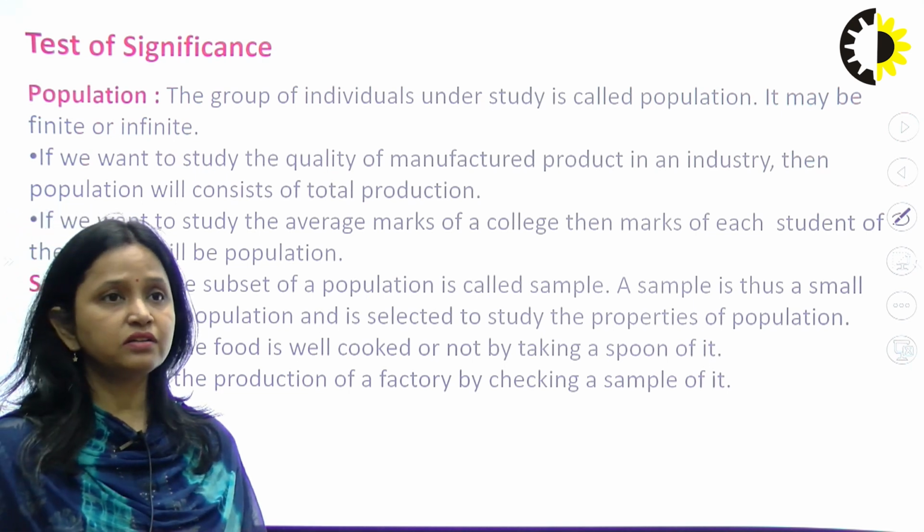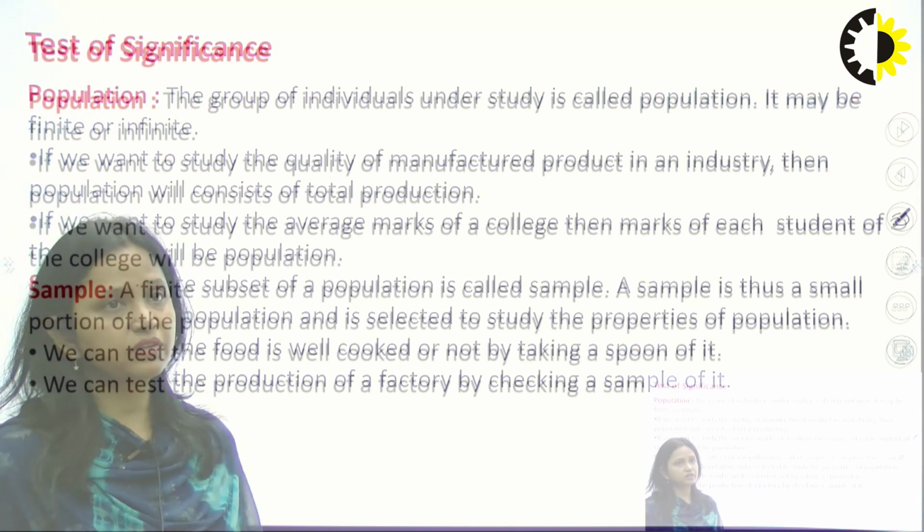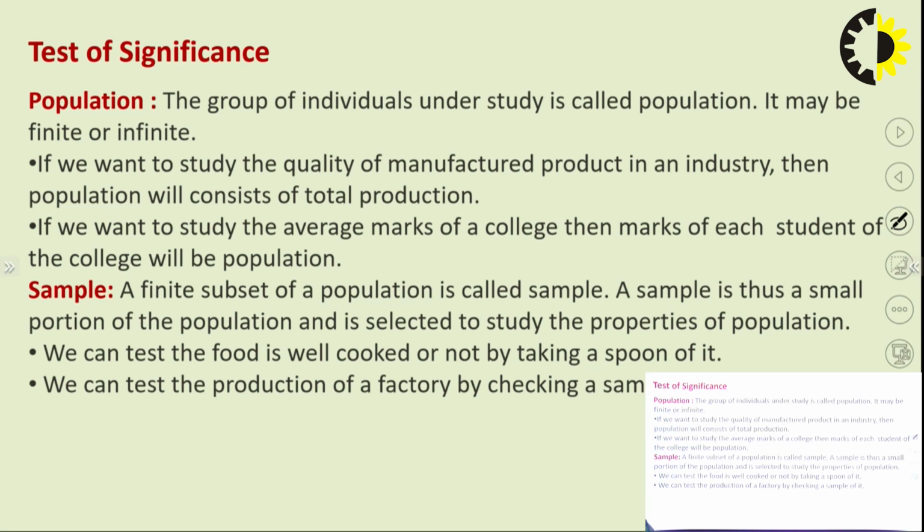So let us start. Before discussing the test of significance, we should discuss some statistical terms. The first one is population. Generally in statistics we are interested in the analysis of a group of individuals on the basis of some of its characteristics. This group of individuals is known as population.